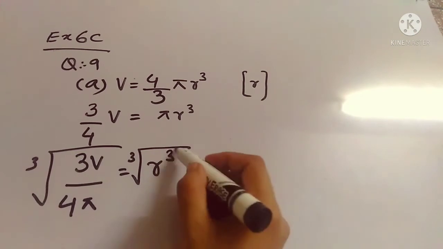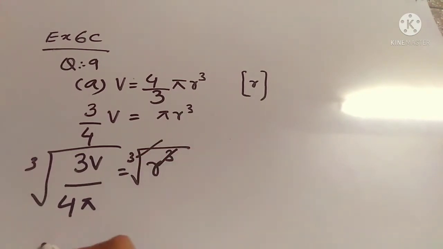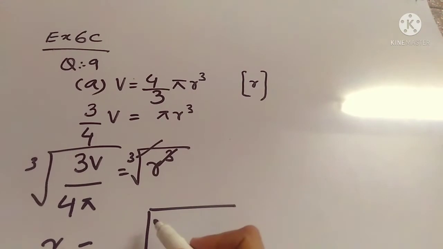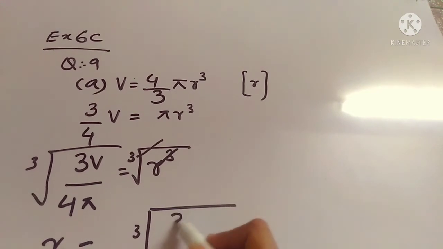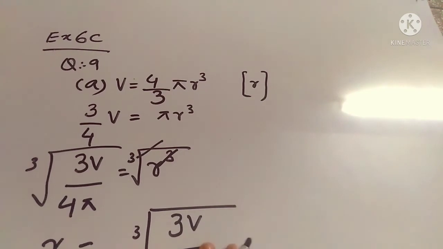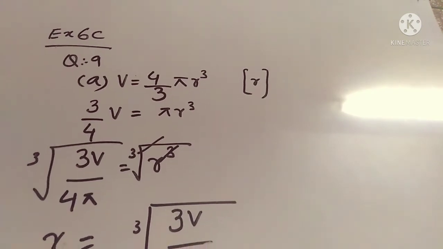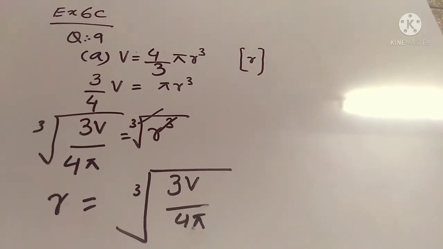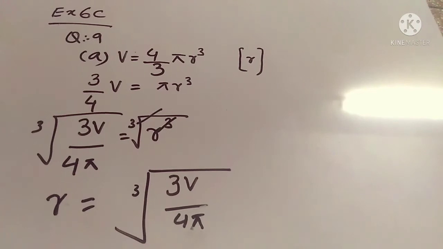This cube and cube root will cancel each other. So what will be left? r is left. And here the answer would be cube root of 3v over 4 pi. So 3v over 4 pi. So this is your answer. Alright, I hope that part is clear to you. Now let's move forward to part B.